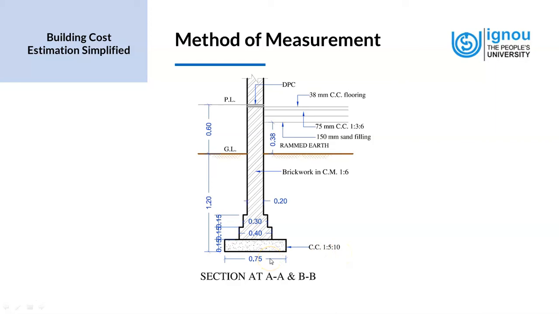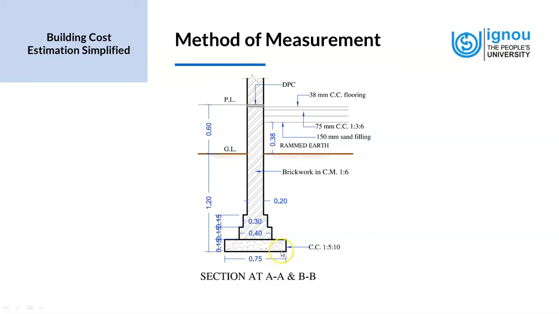And because we're taking the measurements of the item, we are very interested in knowing the dimensions. So we see that the footing has a dimension of 0.75 meters, and the footing has a height of 0.15 meters. So the cement concrete footing has a dimension of 0.75 meters width and 0.15 meters thickness.